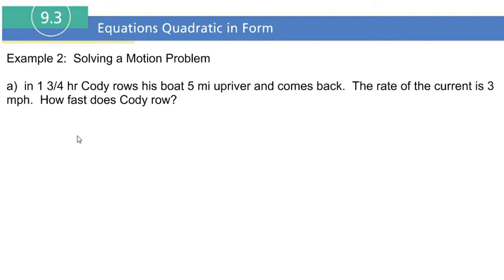In 1 3/4 hours, Cody rows his boat 5 miles up and comes back, right? So that's 5 miles going up, and he's going to come back down 5 miles. Now, the rate of the current is 3 miles per hour. Okay, now we want to figure out how fast is Cody rowing.